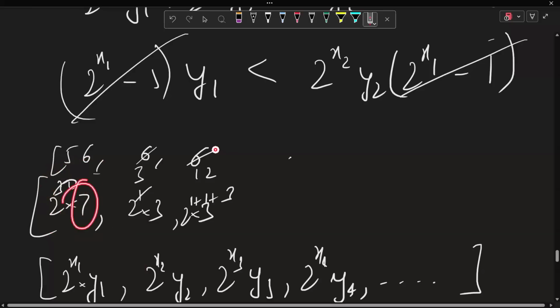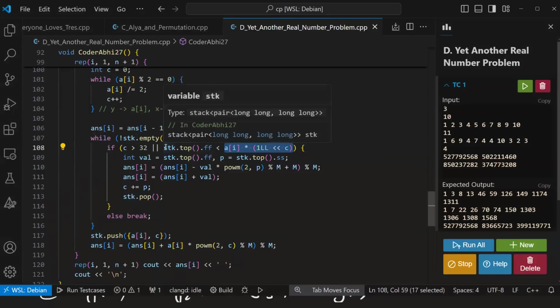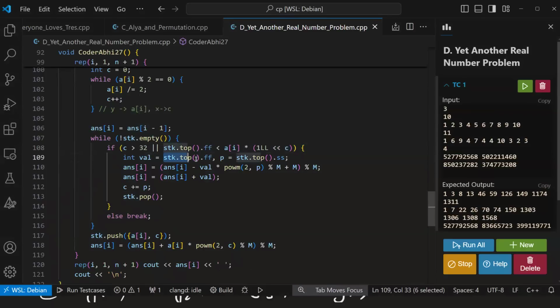I have to check whether this y1 is less than this whole value, 2 to the power x into current y. So whether stack dot top dot first, the last y1 where some powers of 2 exist, is less than ai into 2 to the power c, the current value. Then we would have to push the powers into ai. We take the value, dot first, which is y, and p is the power, dot second, which is x, as I explained.